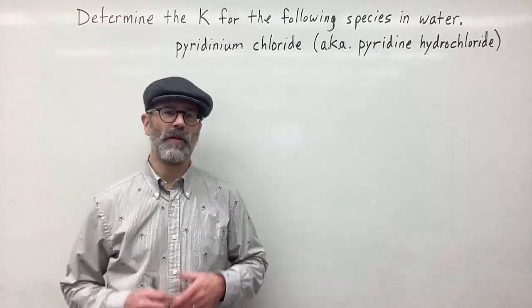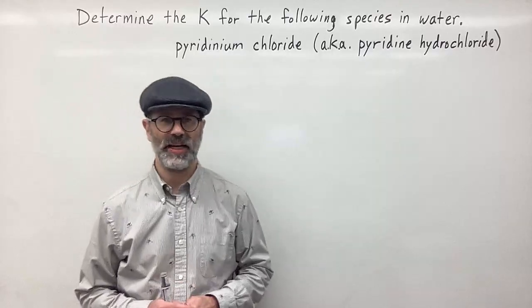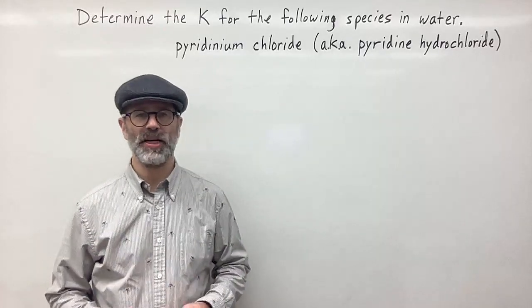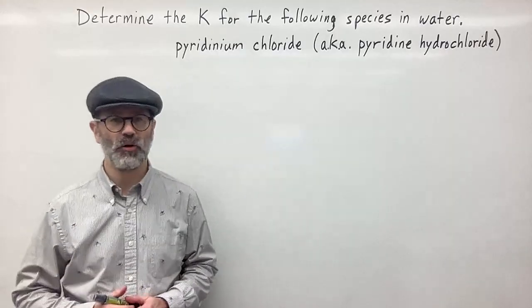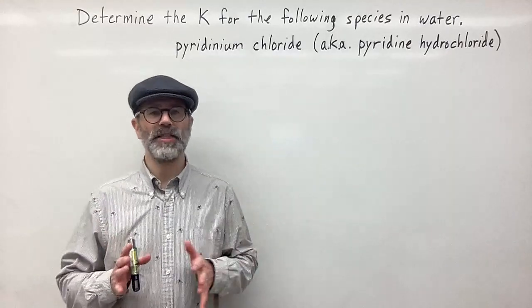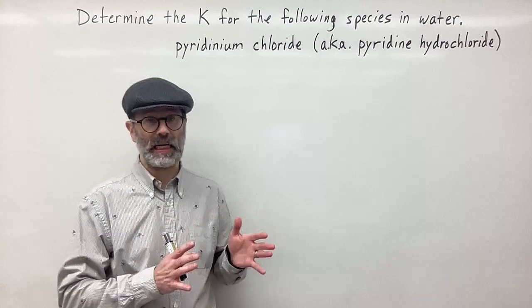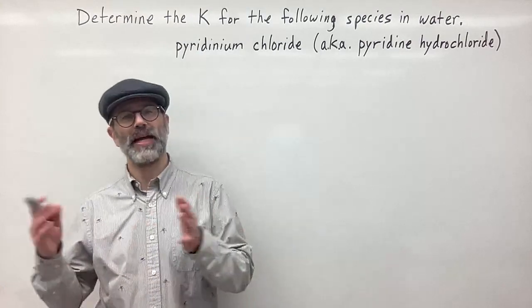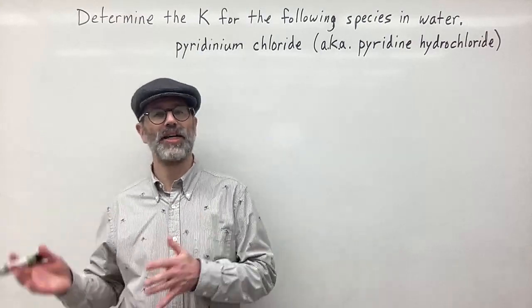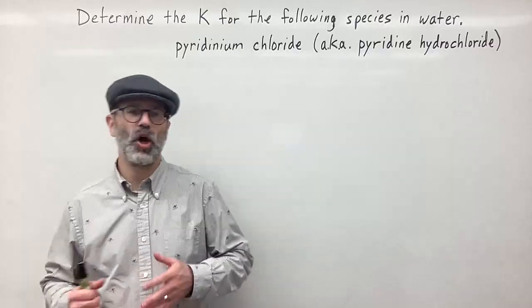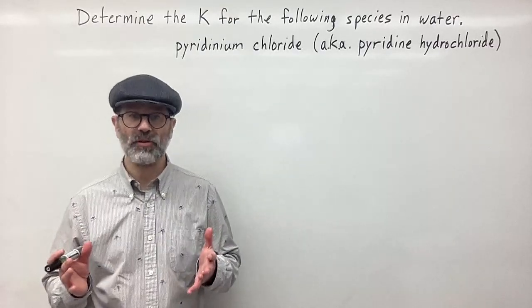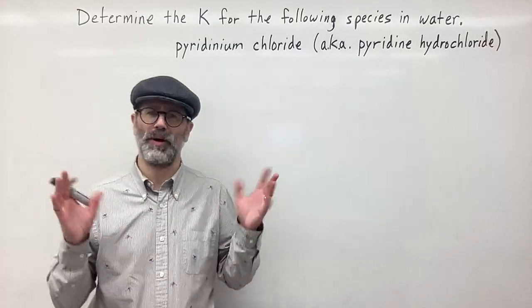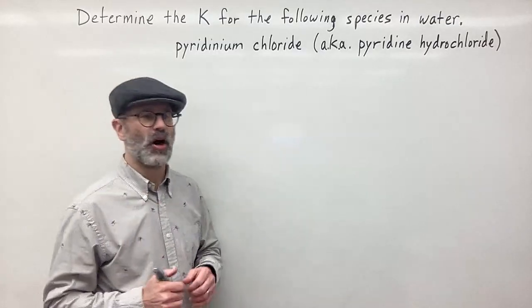Okay, so the first thing we need to understand is what exactly is pyridinium chloride, or pyridine hydrochloride. Well, basically, you're taking the pyridine, which is a base, and you're reacting it in a hydrochloric acid solution. And so we know that hydrochloric acid is a strong base. Oh, I'm sorry, strong acid. What am I talking about? So it's a strong acid.